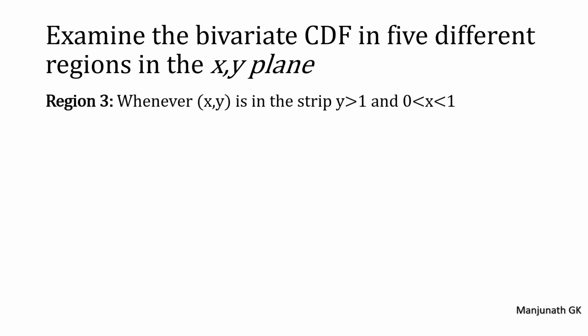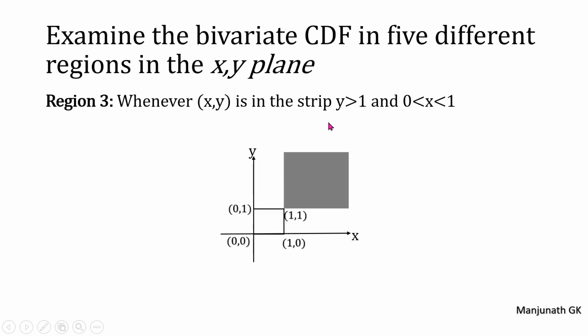Alright, let us consider region number 3. It is a strip. Here x and y are in this strip where y is greater than 1 and x varies from 0 to 1. Consider the XY plane and the bivariate PDF. Region number 3 is a strip that exists where y is greater than 1 and x varies from 0 to 1. Y greater than 1 means from this point onwards, and x between 0 and 1 means from the origin to the second corner point.